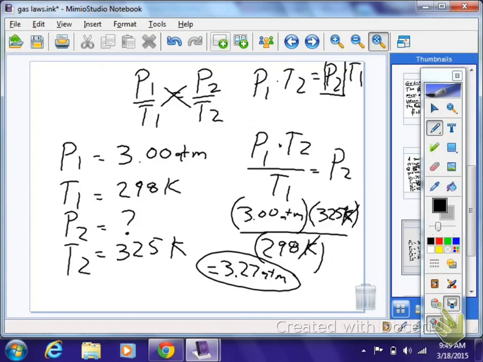What is the label for that? It'd be atmospheres. It'd be the same as the pressure. So yeah, the labels will be the same as the initial pressure, volume, or temperature.